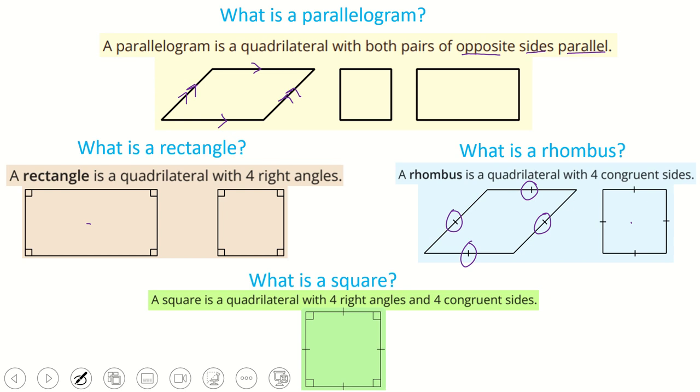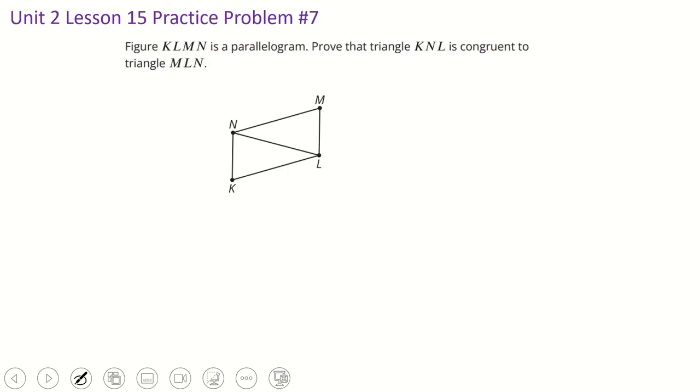So as students start to talk about their quadrilaterals, we do expect them to be specific with what type of parallelogram they have, whether it's just a parallelogram that has opposite sides parallel, does it have four 90-degree angles, does it have four congruent sides, or does it only have one or two of those characteristics? Now that we know what a parallelogram is, remember parallelogram is opposite sides are parallel. Let's use that to answer our question.